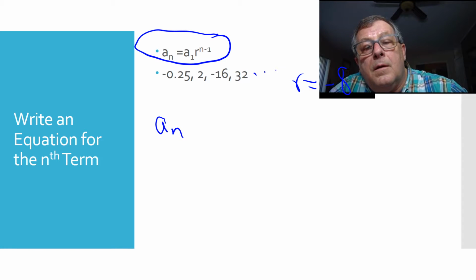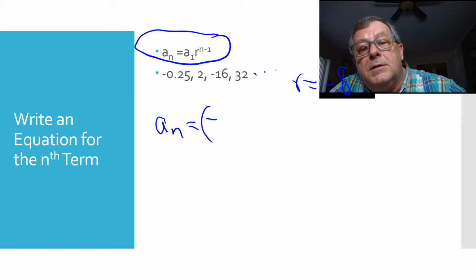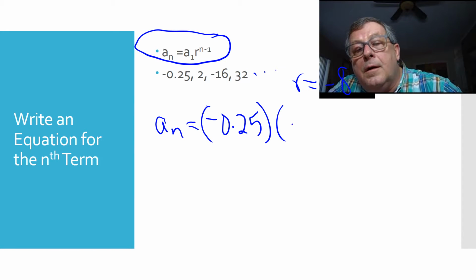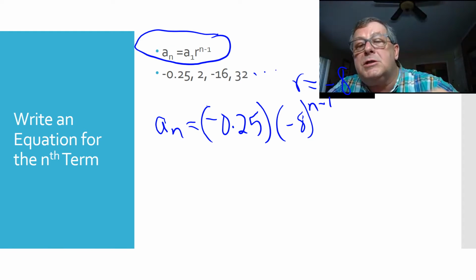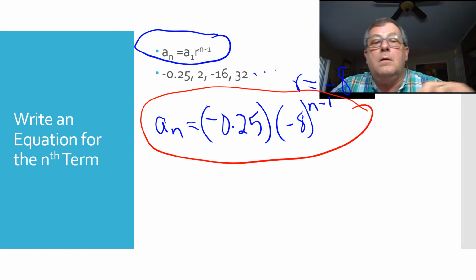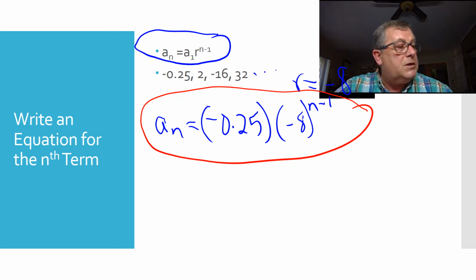So I've got A_n equals, we'll put this in parentheses, negative 0.25 times negative 8, close my parentheses, raised to the n minus 1. And shazam, that is the equation for the geometric sequence that contains the numbers negative 0.25, 2, negative 16 and 32. Shall we do another? Well, it doesn't really matter if you want to or not. We're going to.